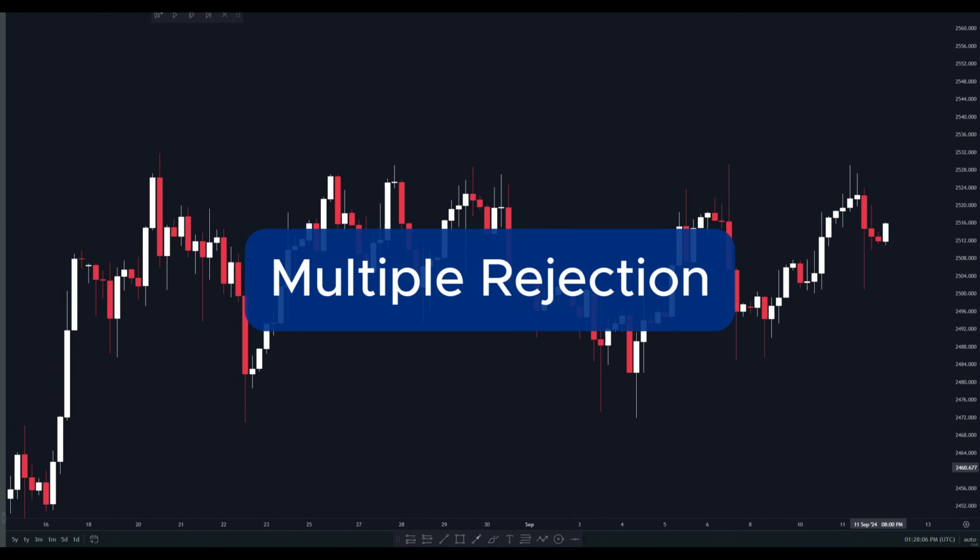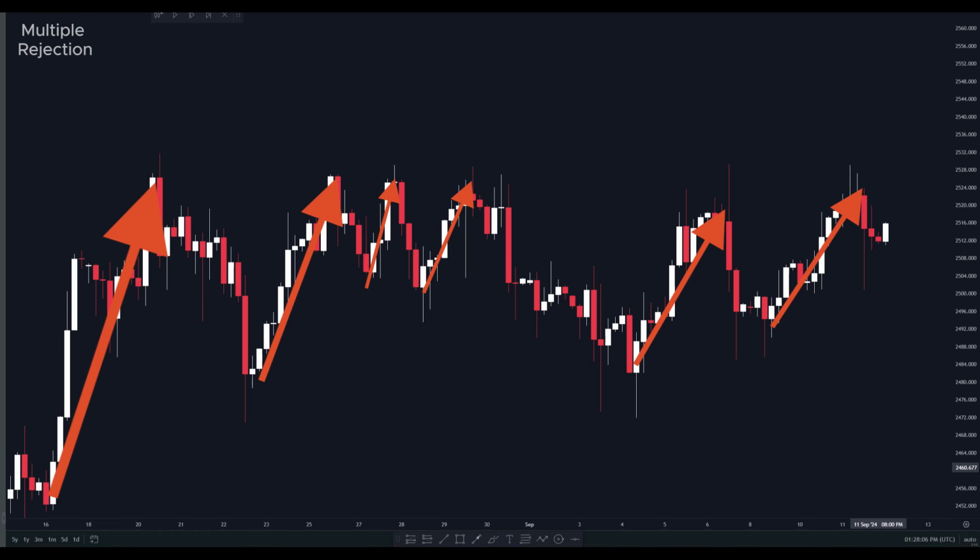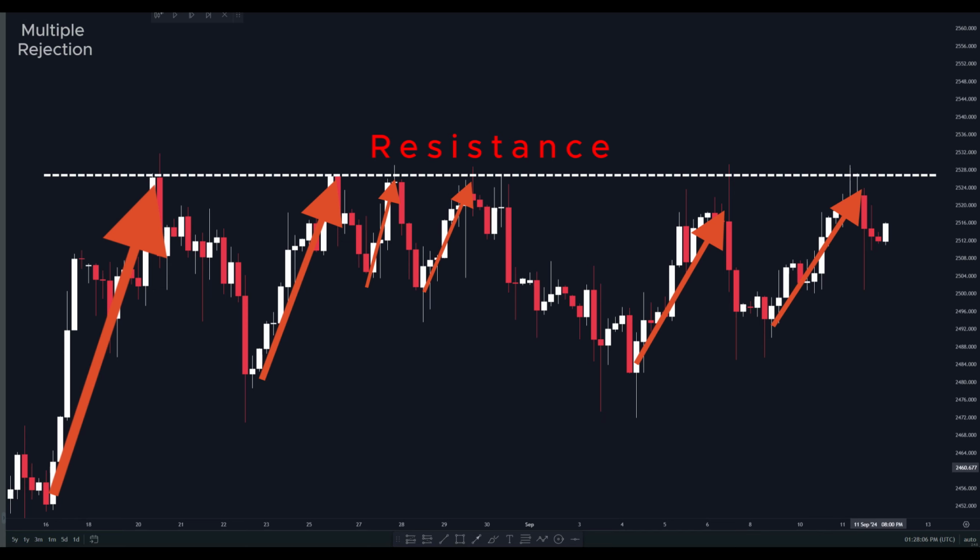The multiple rejection criteria means the point from where the price got rejected multiple times. Look at the chart. These types of common scenarios happen daily in the market. Here you can see that price went up to this level multiple times, but every time it got rejected by this level. So we mark this level as a strong resistance.